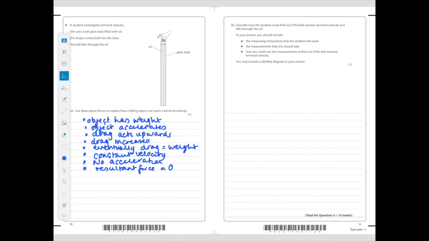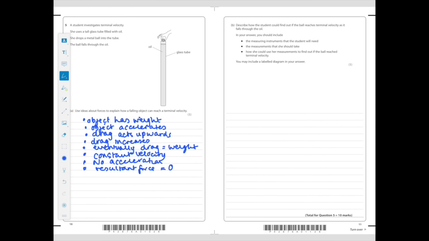Describe how the student could find out if the ball reaches terminal velocity as it falls through the oil. In your answer, you should include the measuring instruments that the student will need, the measurements she should take, and how she could use her measurements to find out if the ball has reached terminal velocity. You may include a labeled diagram in your answer. So clearly, we need to use a timer to time how long the ball falls for, and we need to use a ruler to make sure that the ball is falling over the same distance every time.